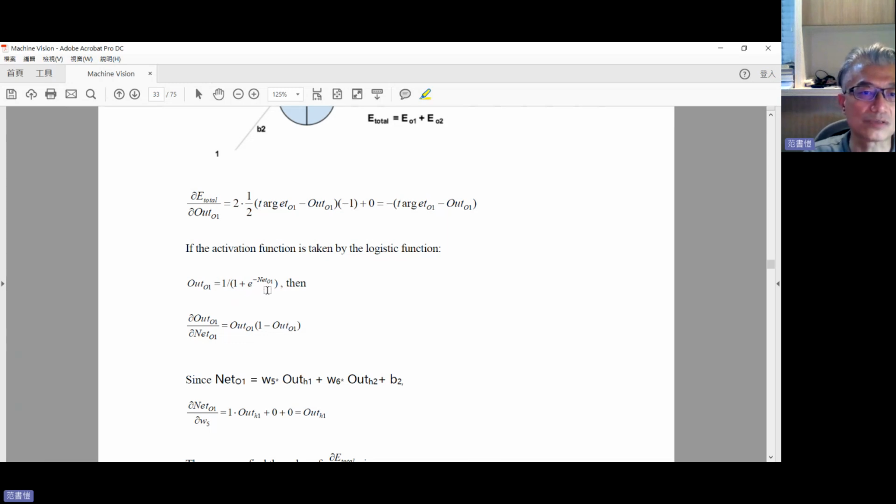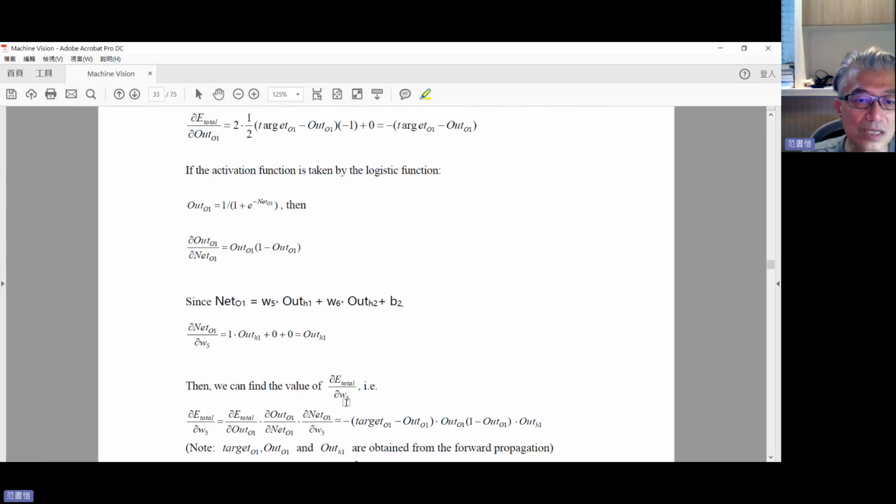Then net O1 is equal to W5 times the output of hidden layer H1, plus W6 times the output of hidden layer H2, plus B2, the bias. So we can take the partial derivative of net O1 with respect to W5.